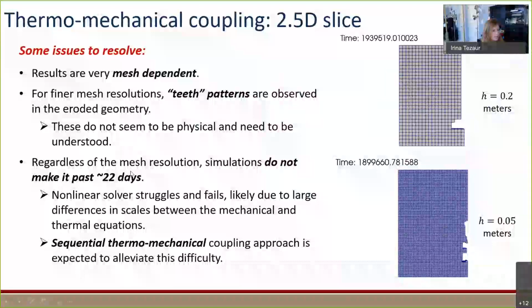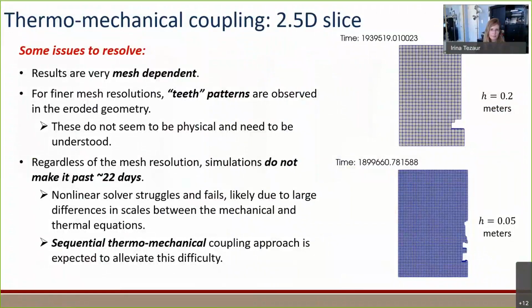Another issue is that regardless of the mesh resolution, we have not been able to get this to advance beyond 22 days. What happens at 22 days is basically the nonlinear solver starts to stagnate and fail. And we do have a theory for what's happening here. We think this has to do with the monolithic coupling of the temperature and the mechanics equations. The equations have really different scales, so that can hamper convergence. And that's the main motivation for moving to the sequential thermomechanical coupling approach that I described earlier on.